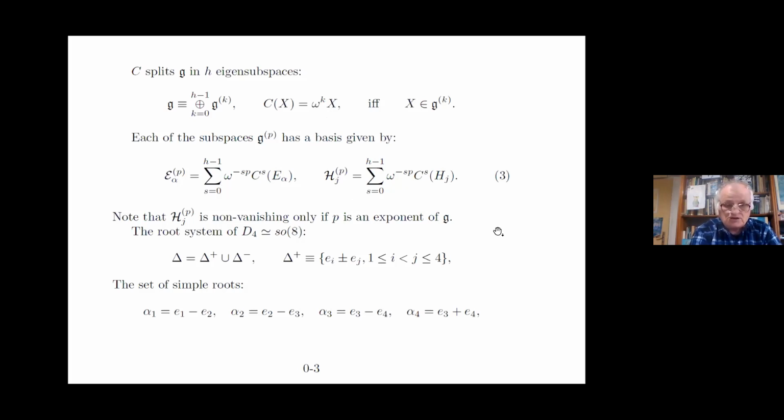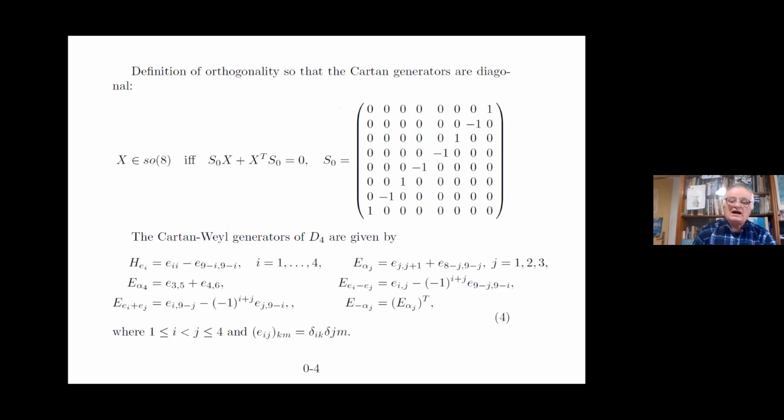From now on, I am going to consider the simple Lie algebra SO8 or D4, and I start with the set of roots of this simple Lie algebra, and delta plus is the set of positive roots of it. There are 24 such roots. The set of simple roots is given below, 4 of them. And I have to mention also that here I use a slightly changed definition of orthogonality. X is an orthogonal matrix if S0 X plus X transposed S0 equals 0, and the matrix S0 has plus and minus ones on the second diagonal as shown here.